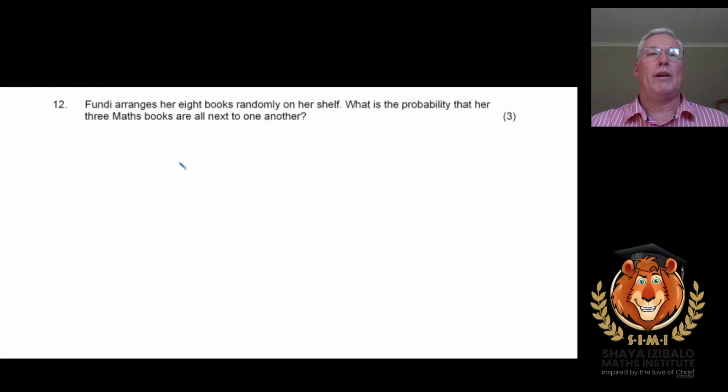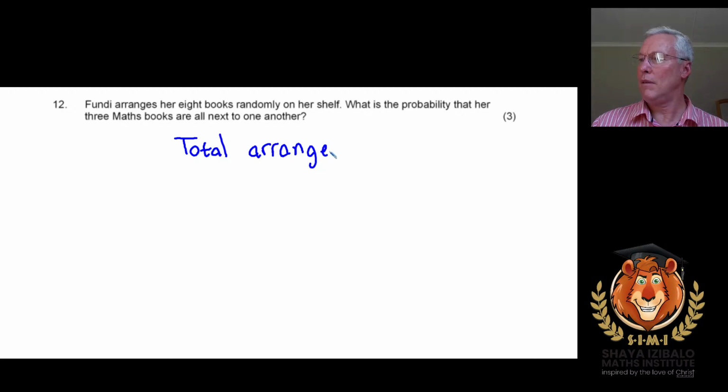Okay, we're nearly there. Question number 12. Fundi arranges her 8 books randomly on the shelf. What's the probability that the 3 maths books are all next to one another? Okay, so what's the total number of arrangements? The total arrangements is just going to be 8 factorial. No restrictions.